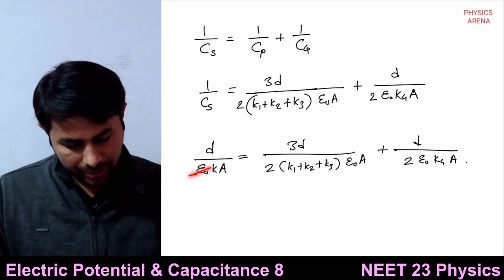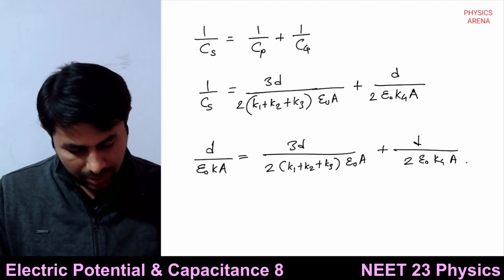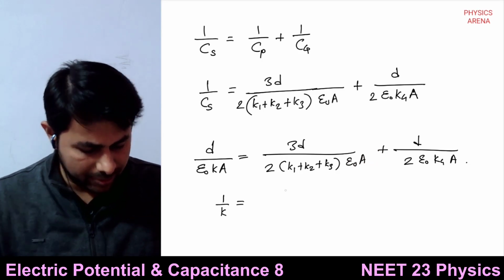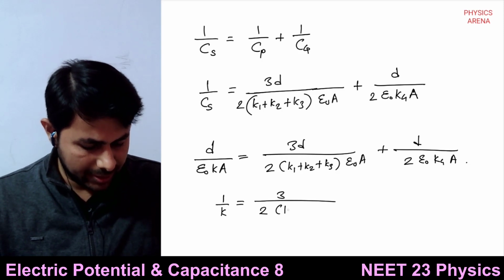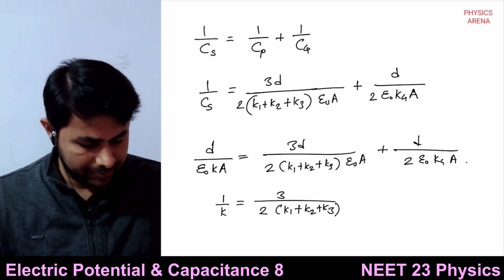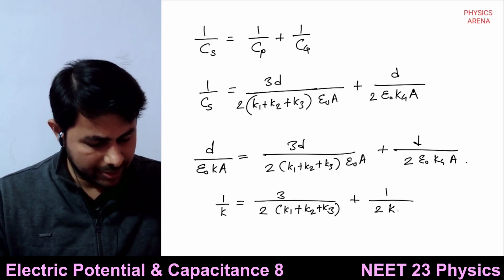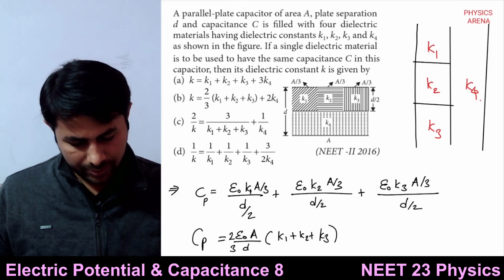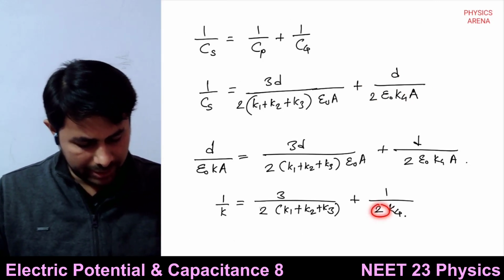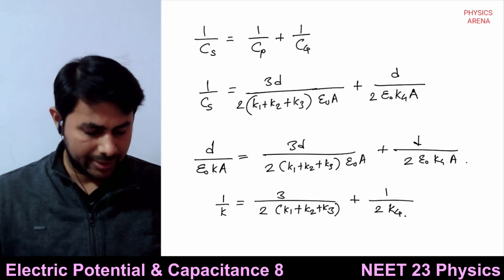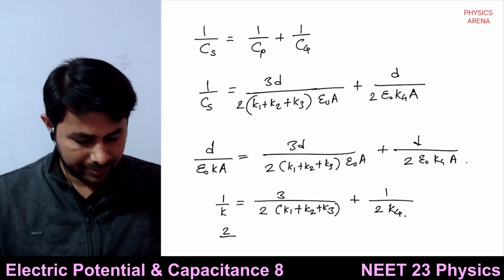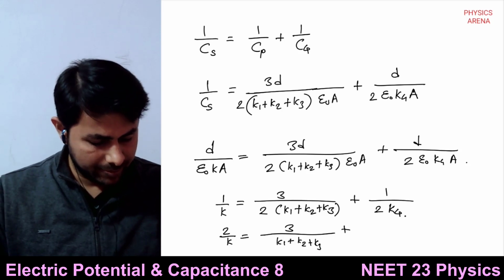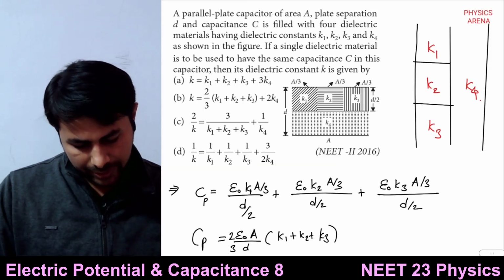Again, D and epsilon naught A will get cancelled. If you cancel them out, you get 1 upon K equal to 3 by 2 times K1 plus K2 plus K3, plus 1 upon 2 times K4. If you take the 2 to the other side, you get 2 by K equals 3 divided by K1 plus K2 plus K3, plus 1 upon K4. Okay, so this is the answer.